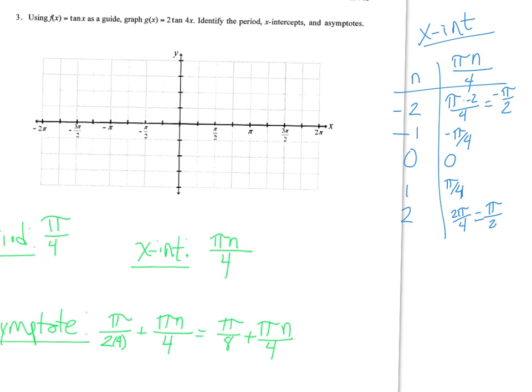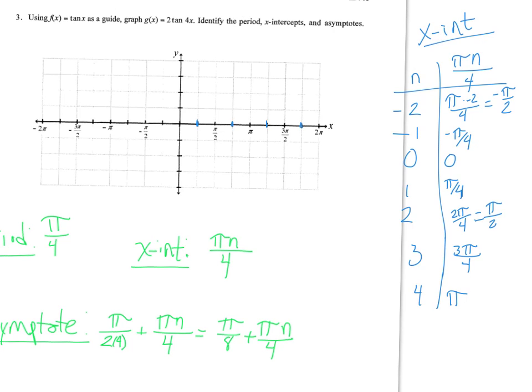Now, if we plug in a larger number, such as maybe 4, well, actually, I'll go back and I'll do 3 first. So if we plug in 3, we get 3 pi over 4. And if we plug in 4, we get 4 pi over 4, in other words, pi. So the pi over 4 tick mark is this one right here that's not labeled, that's in between all these other ones. Those are your pi over 4s.